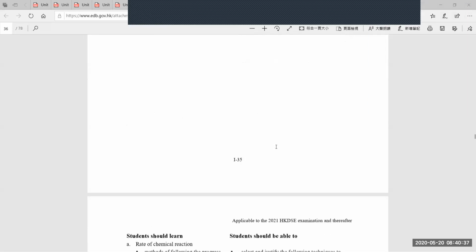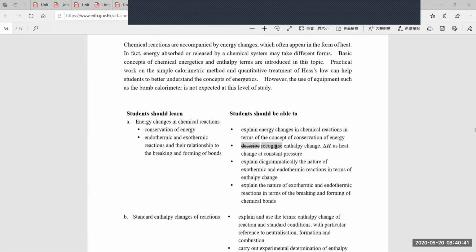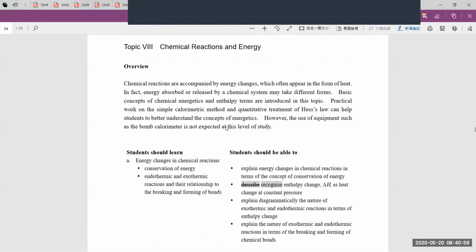Because of social distancing, I need to separate your classmates into several slots. But I will allow you to opt freely, and you have to do it on a first come first served basis, because of the limited places for doing the experiment together.